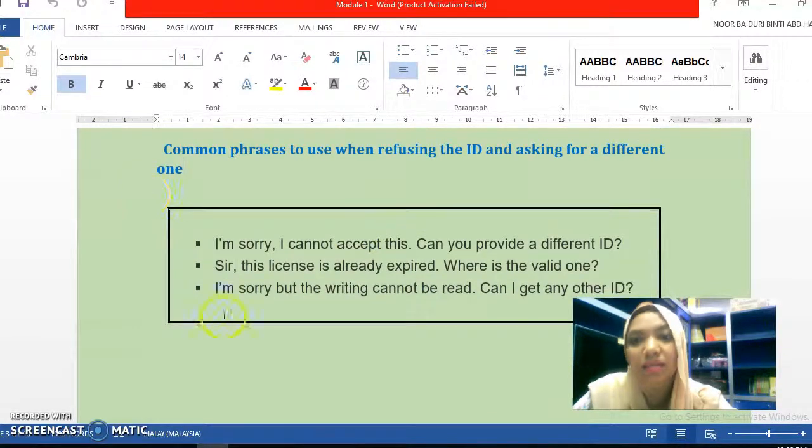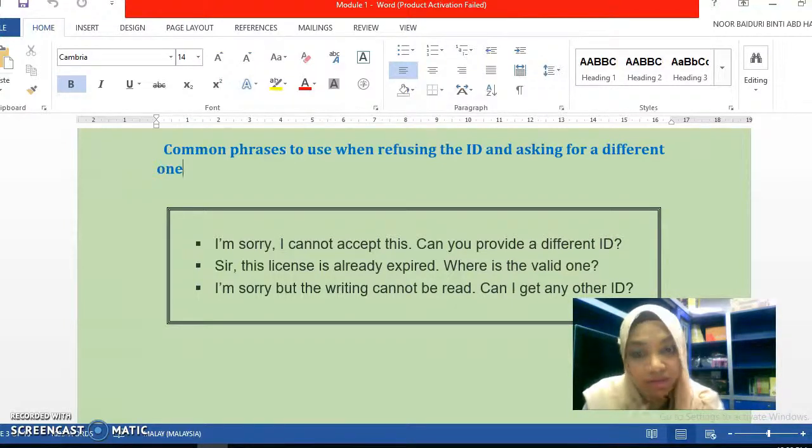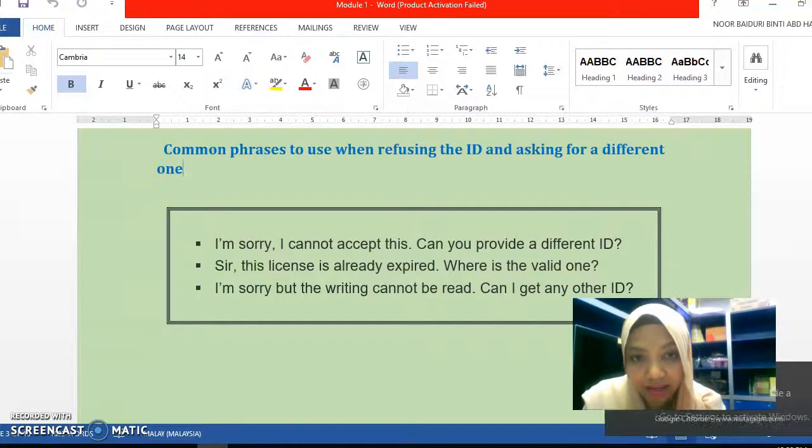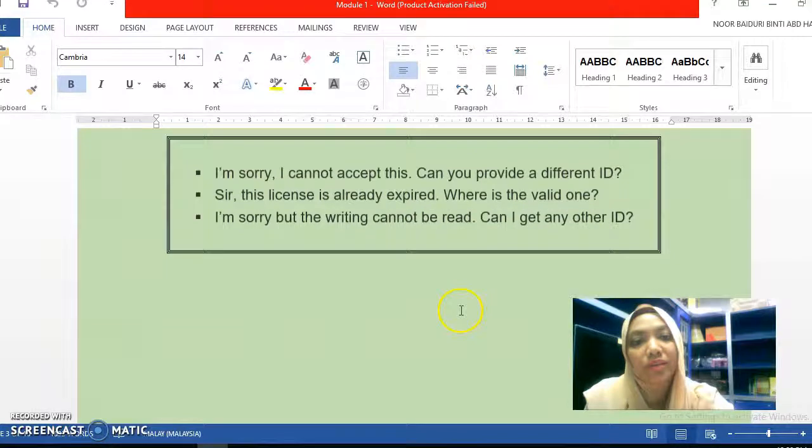You can say this: "I'm sorry, I cannot accept this. Can you provide a different ID?" Or another way: "Sir, this license is already expired. Where's the valid one?" Or you can also say, "I'm sorry, but the writing cannot be read. Can I get any other ID?" So that is how you say it when you refuse an ID and ask for a different one.